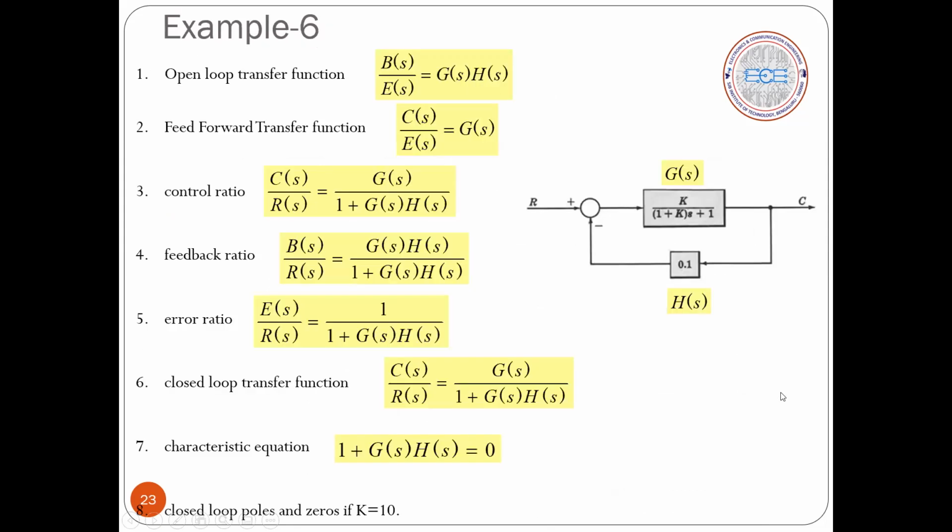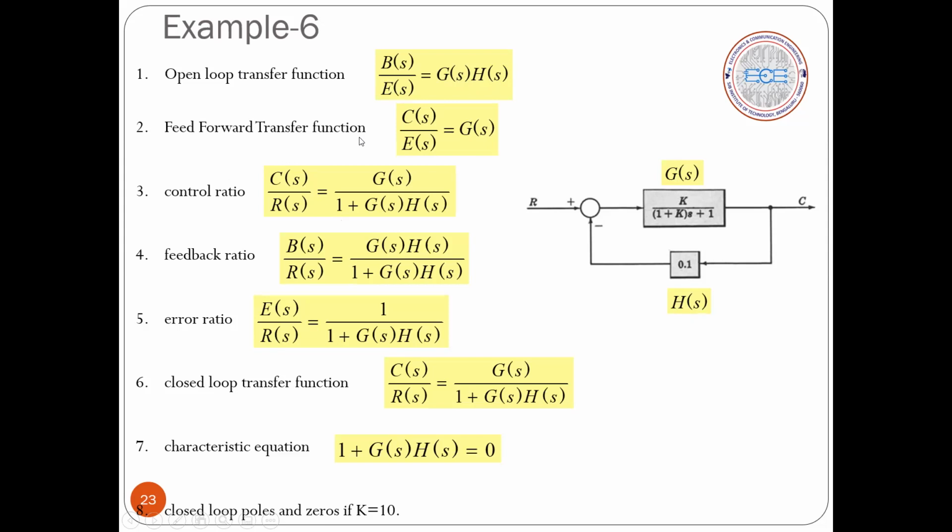Now I have taken the same block diagram here in a small size, and we have taken all the different parameters which we are supposed to find out. What is our open loop transfer function? It is B of S divided by E of S, which is equal to G of S into H of S. Very simple. We have G of S here, we have H of S here. You have to simply multiply these two to get the open loop transfer function.